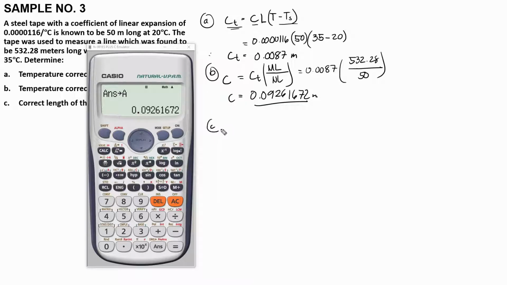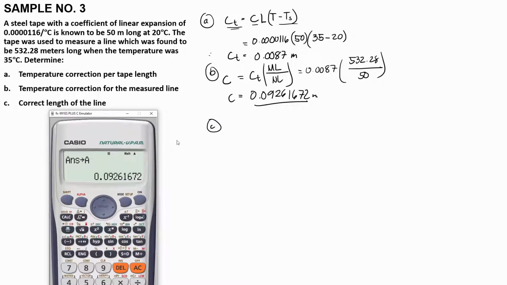And then for letter C, finally, is the correct length of the line. So, we just add or subtract. We use L prime for the corrected length. L is the length of our line, plus or minus C, this correction. So, we just add or subtract.